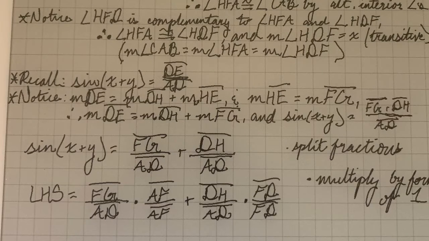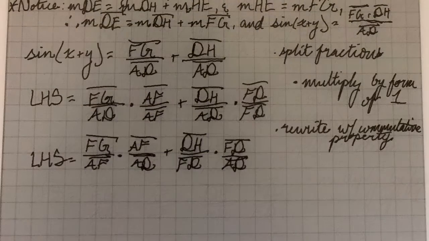Now you can split the fraction into FG over AD plus DH over AD. And you can multiply each of these fractions by a form of 1. You multiply FG over AD by AF over AF, and multiply DH over AD by FD over FD. Now rewrite this side of the equation using the commutative property of equality.